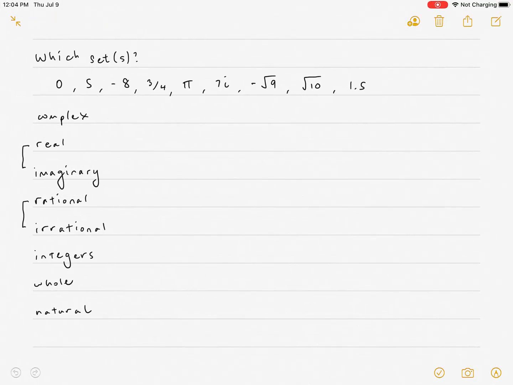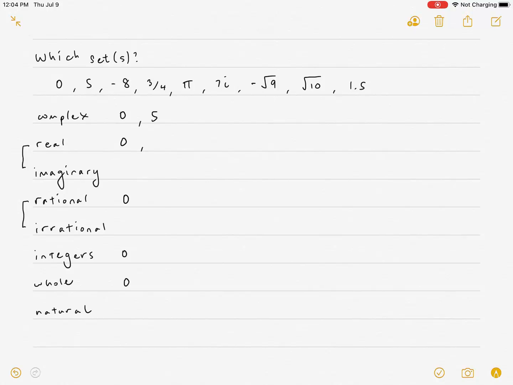What I've done here is I've written out some numbers and I'm going to put them in the correct sets that they belong in. Some of these numbers are going to belong in more than one set, such as 0. 0 is a complex number. Everything's a complex number. It's a real number. It's not imaginary. It's a rational number. It's not irrational. It's also an integer, and it's a whole number. 0 fits in several sets.